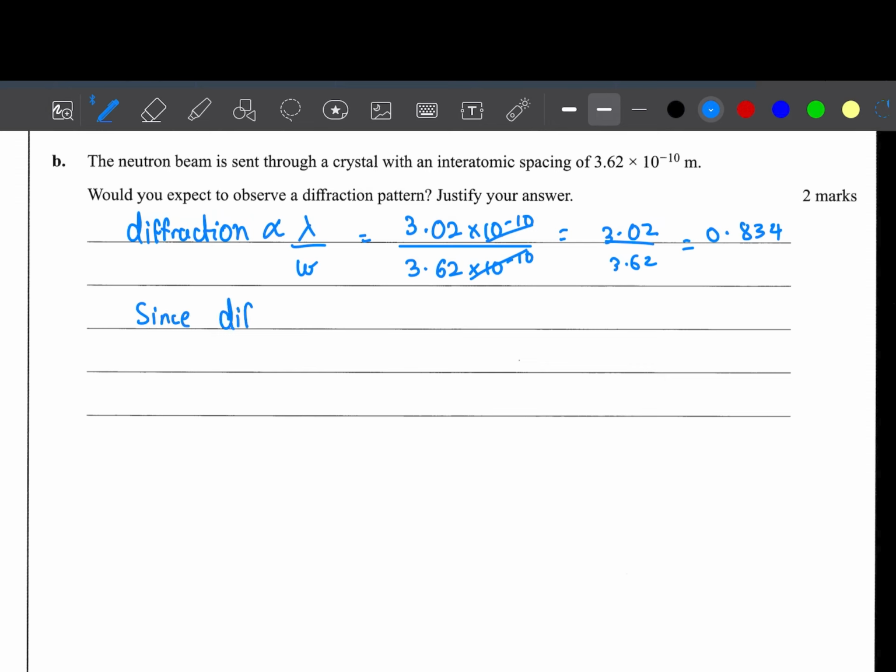Since the ratio is 0.834, diffraction will be observed.